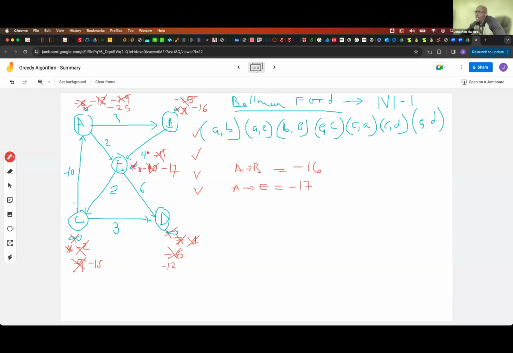But why is this answer looking like this, by the way? So minus 17, we can say that A to C is minus 15. A to D is minus 12. And A to C is already done. Okay, yeah, already everything is computed.